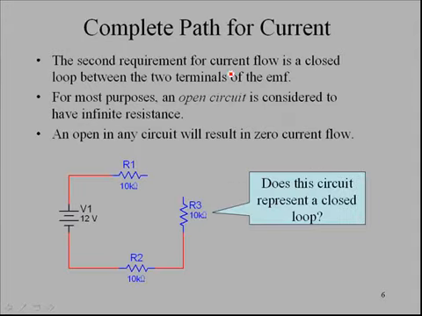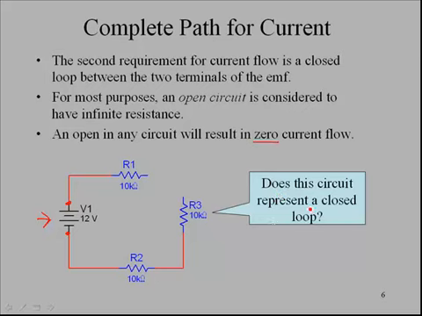The second requirement for current flow is a closed loop between the two terminals of the EMF. Here this battery is representing our EMF, and here is terminal 1. We have both terminals, and there must be a closed circuit between these two terminals. For most purposes, an open circuit is considered to have an infinite resistance. So if you have an open circuit, you're looking at infinite resistance, and current will not flow through that. An open in any circuit will result in zero current flow.